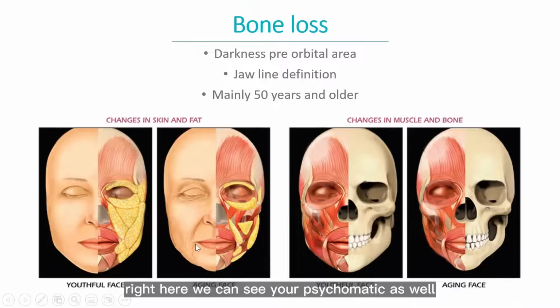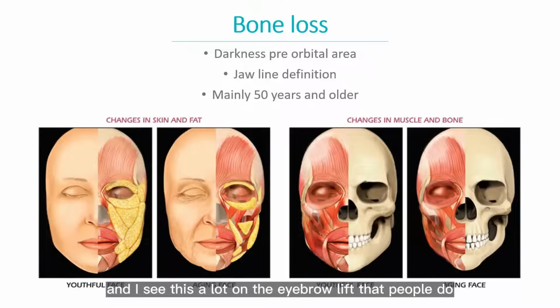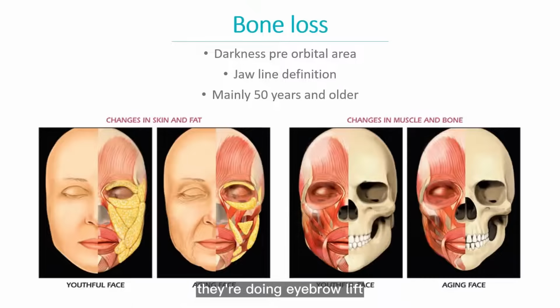Right here, we can see your zygomatic as well. They're just very, very thin, and they're not strong enough, especially in people that use Botox. It makes the muscle not work because it's paralyzed. Therefore, there can be a little bit of atrophy. And I see this a lot with the eyebrow lift that people do, because it starts coming down. They do an eyebrow lift, and the eyebrow and the lower part of the eye as well.